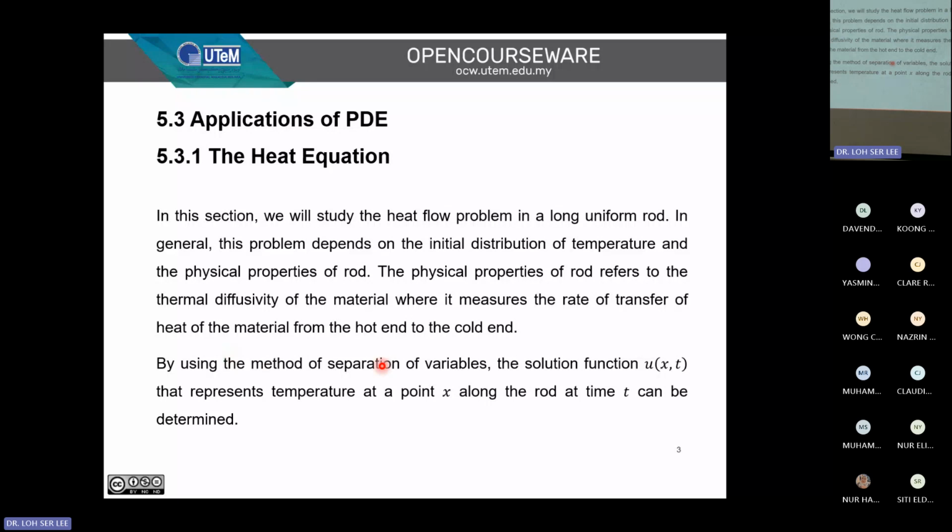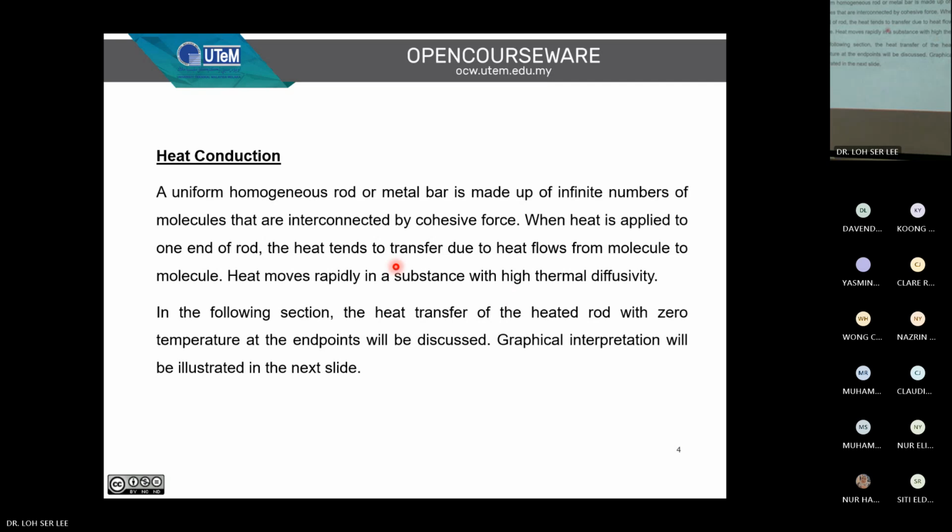So by using the method of separation of variables, the solution function U represents the temperature at the point X along the rod at time T. So we can determine it either in general or at a specific point. We can find that.